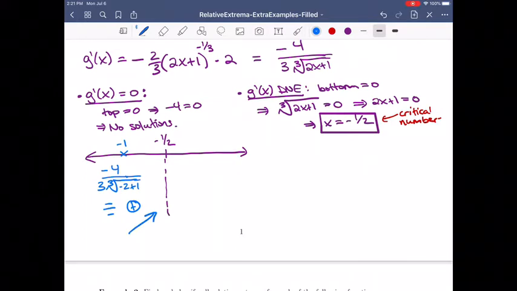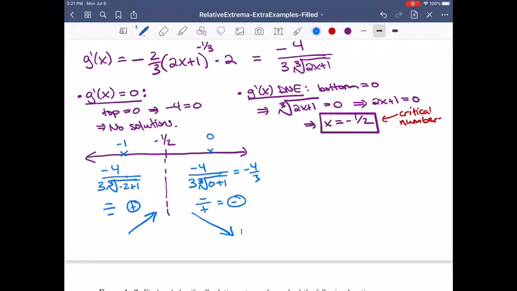If I plug in something bigger than negative 1/2, maybe 0, then I'm going to have negative 4 over 3 cube root of 0 plus 1. So that's cube root of 1, which is 1. So this is going to be negative 4/3. Okay, but you could think it's a negative over a positive. That means it's going to be a negative. So now I'm decreasing. So I increase up until this point, and then I decrease down from it. So this is going to be a relative maximum here.